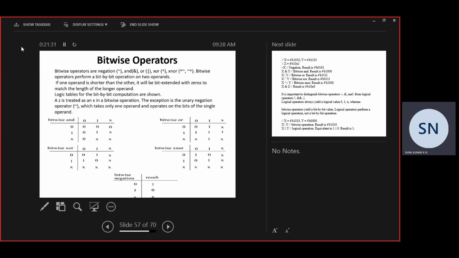So this is the bitwise operator. Bitwise operator means, as I told, XOR, XNOR, AND, OR, NOT and NAND.